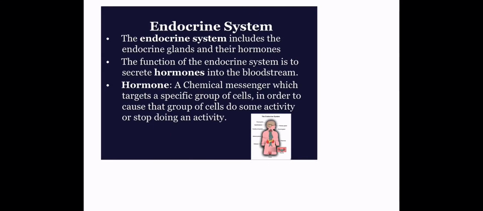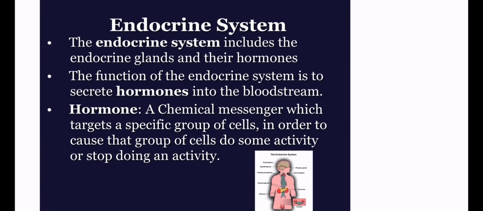So the endocrine system includes the endocrine glands and their hormones. The function of the endocrine system is to secrete hormones into the bloodstream. A hormone is a chemical messenger which targets a specific group of cells in order to cause that group of cells to do some activity or stop doing an activity. So, like or dislike. First of all, anything that sends out the messenger of the endocrine system is called, as I already said, a gland.